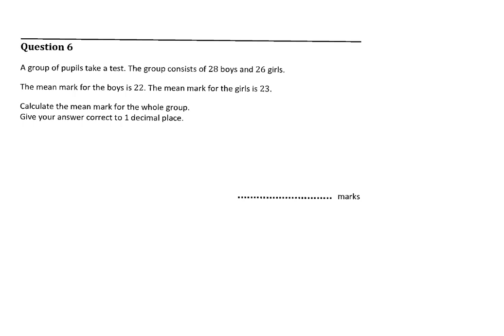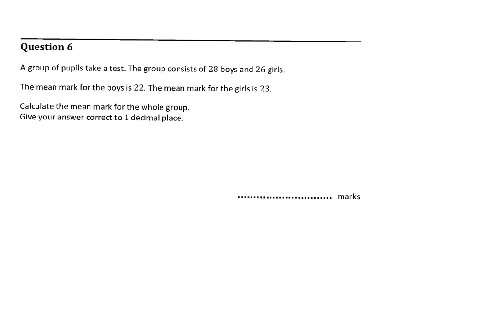What you need to do is this: the mean is the total score divided by the total number of people. So in this case, the total test scores for all the kids, all 54 of them, and then divide that by the 54 to give you the mean for the whole group.